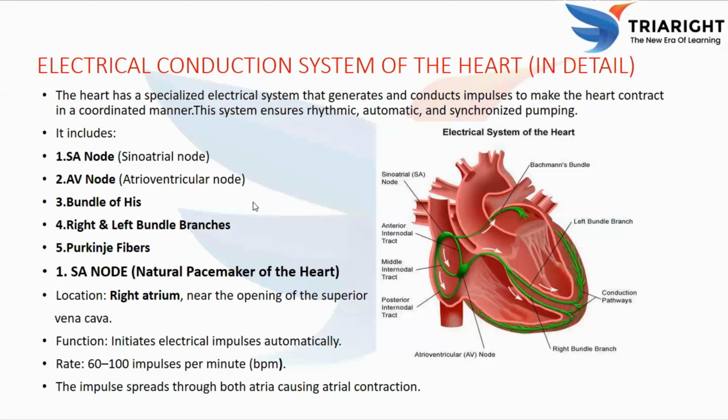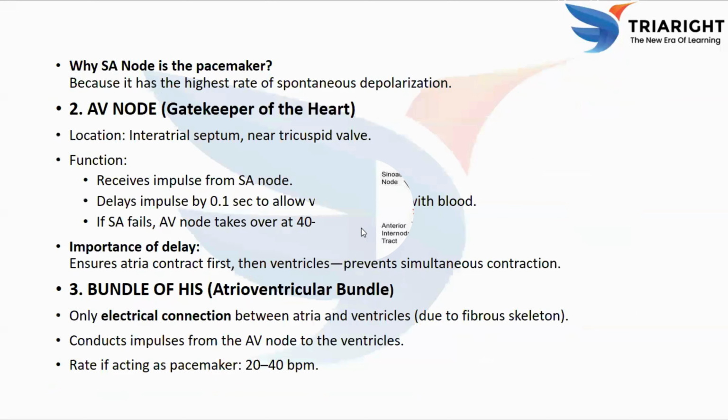So next, the bundle of His. So what is the bundle of His? It is located in the intraventricular septum, the wall between the ventricles. So what is the function of the bundle of His? It carries the impulse from the AV node down into the ventricles.